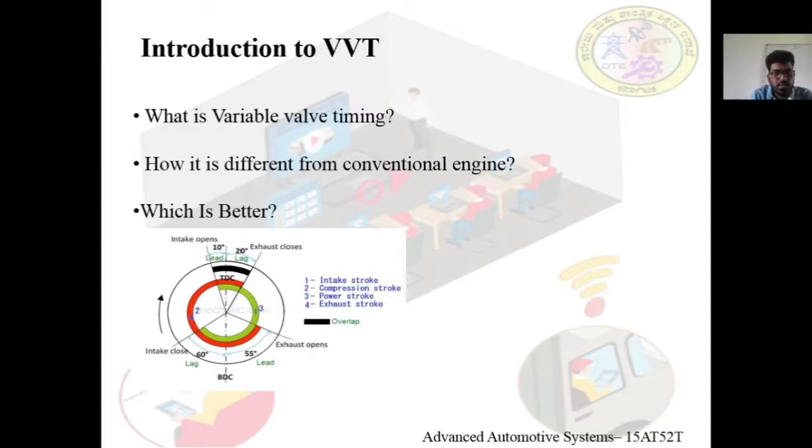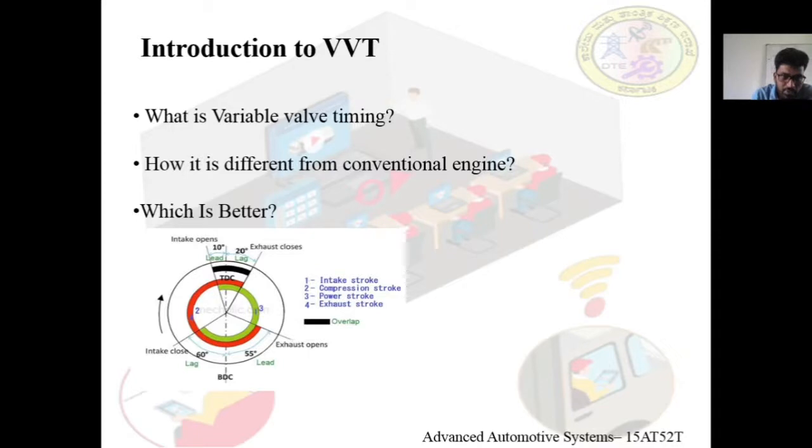Whatever the engine speed, high or low, it will be the same. The valve opening and closing will be the same for every speed in a conventional engine, that is, without VVT. So what happens when a variable valve timing system is adopted in the engine? I will explain what VVT is using this diagram.